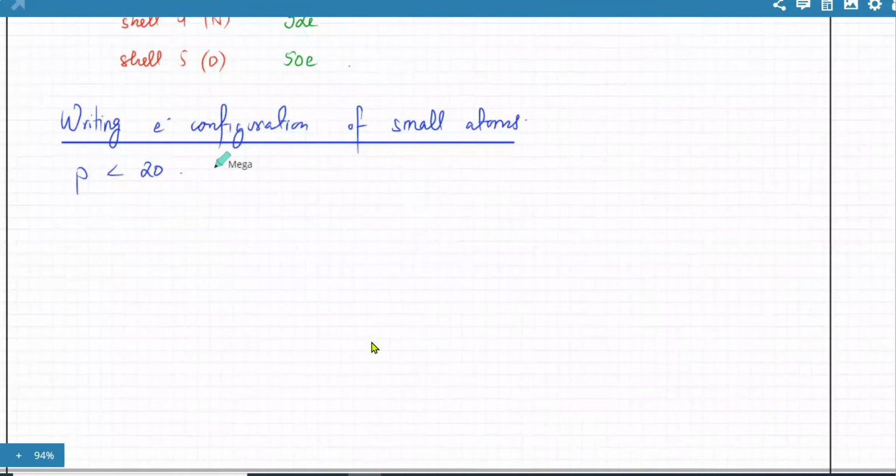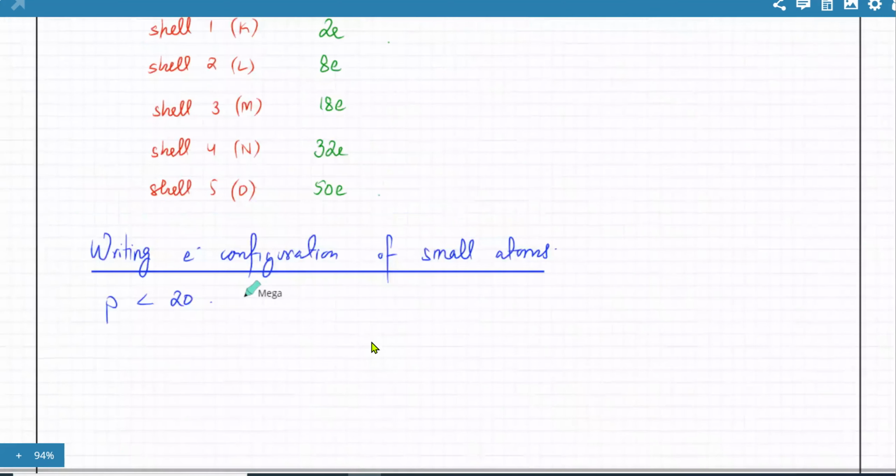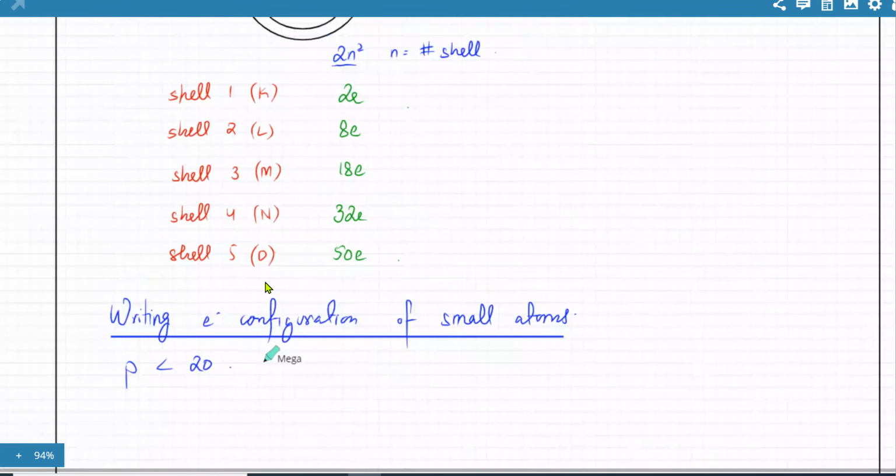But anyways, how do you write the electronic configuration of small atoms? First thing is you don't need these many shells. For small atoms, you don't need to know shell number 5, because small atoms just have a maximum of 20 electrons. Small atoms can have a maximum of 20 electrons. So you're never going to see shell number 5 for small atoms.